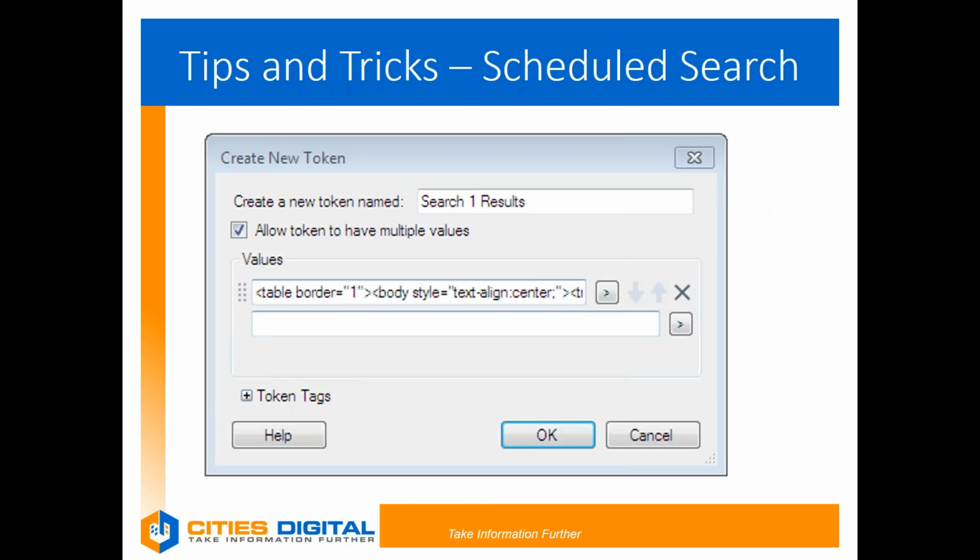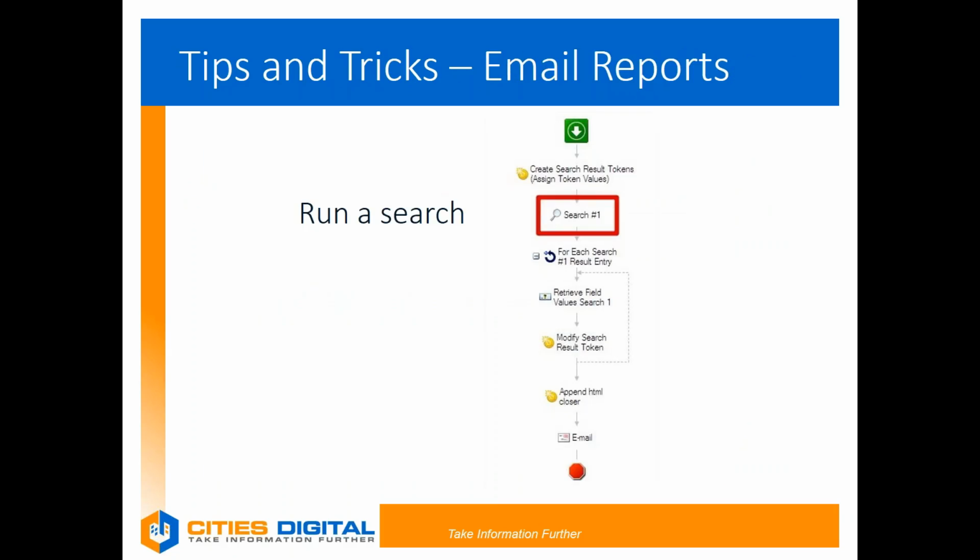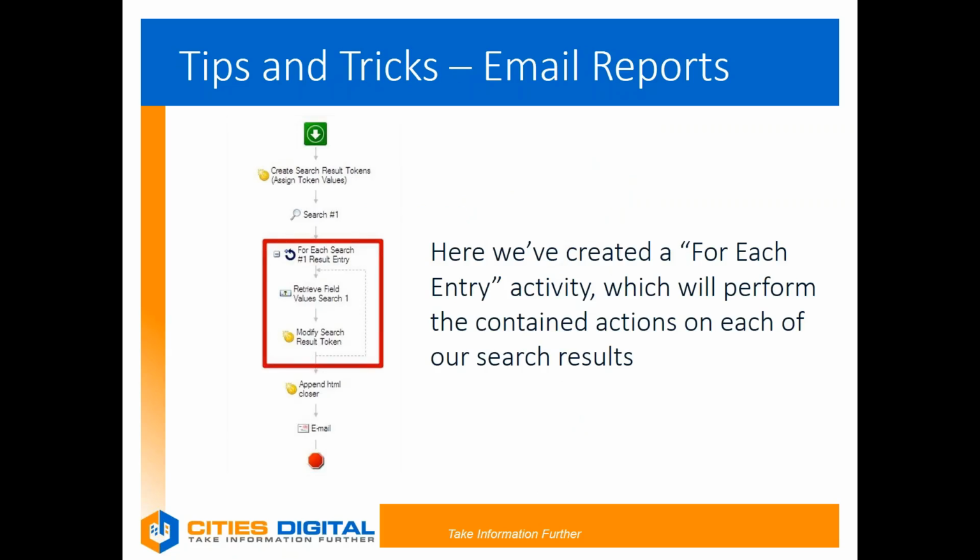So we just need to create that token, and a token, I'm just going to go over it real quick, is essentially a placeholder for information that you want to input at a later time when it generates from the document. So we create that new token activity, and then we want to have a run search activity. This is going to be the search options that you have configured. And then we want to insert a for each entry activity, which is going to perform whichever actions you want on those search results.